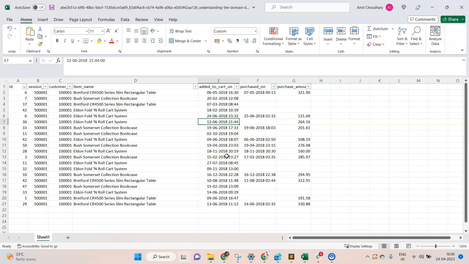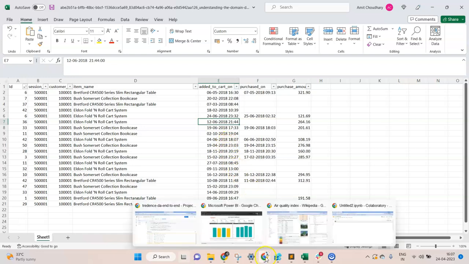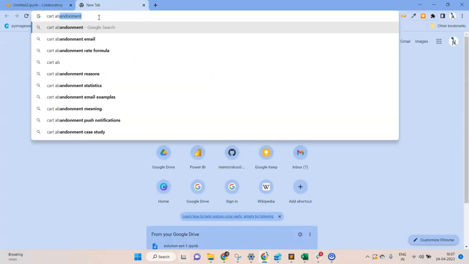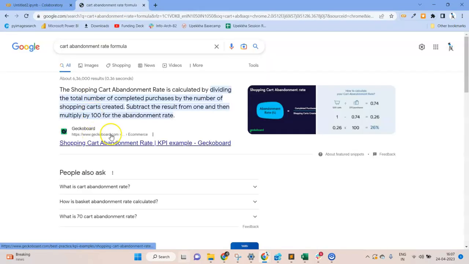So cart abandonment is, what does cart abandonment mean? That if I look at today and I look at the cart, we can see that there are items which are still in the cart. So among all the items which were ever part of the cart, which are the items still in the cart, which have not been purchased yet. So that's the idea of cart abandonment rate. But if you are unclear, you can always go to the internet and check out, say, cart abandonment rate formula, and I think we should get something interesting.